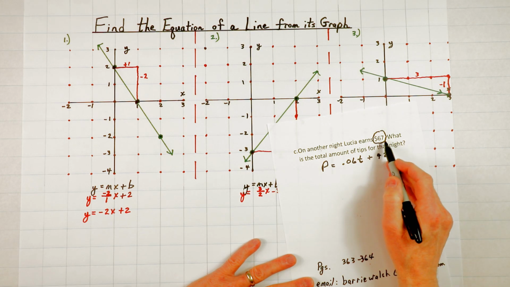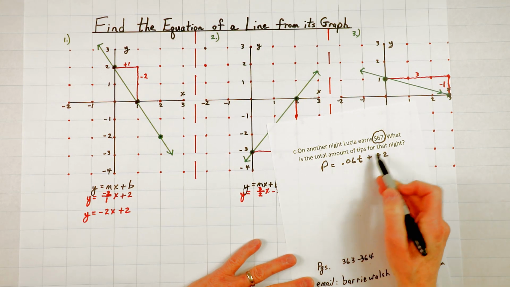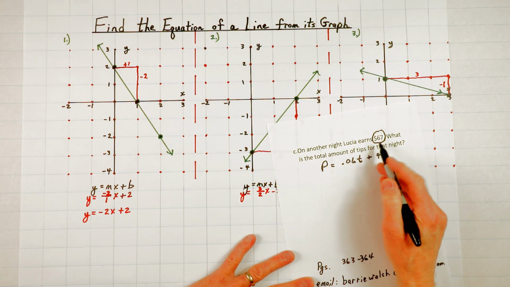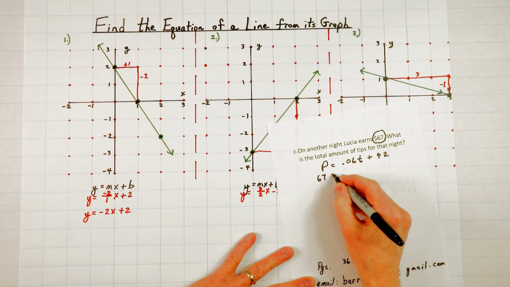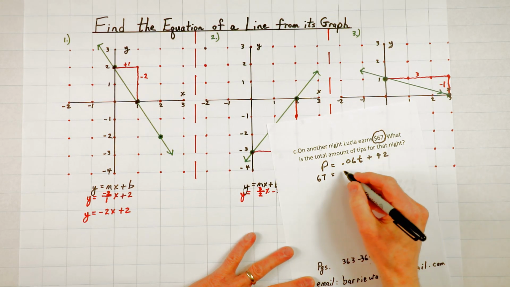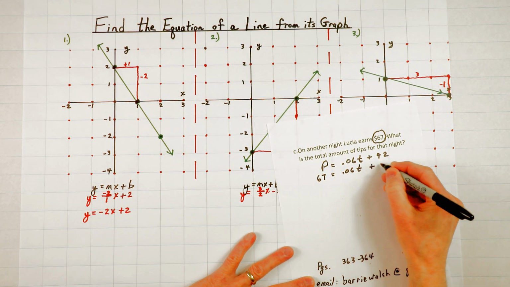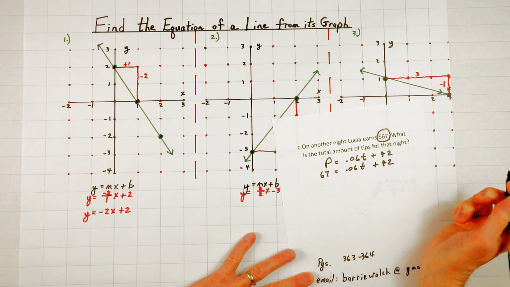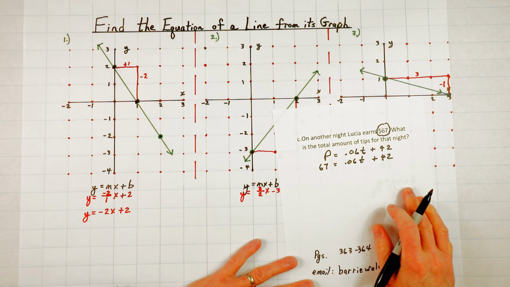Well, it does not represent tips, as in the previous question. We remember we had to put the number in for tips, but this represents her total pay. So we put the 67 in here for P, and we have to find out the total tips for that night. So it's 0.6t plus 42. And to find t, we have to solve this basic equation.